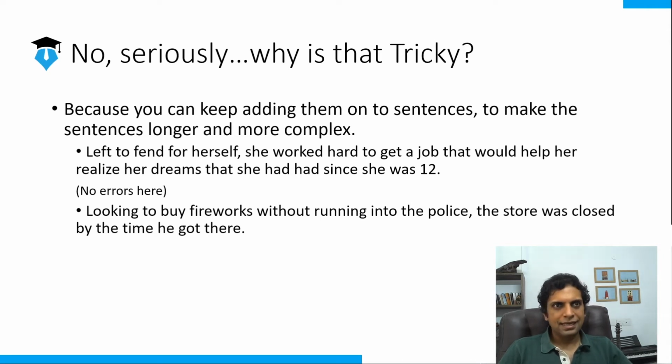So from the context of the sentence, it seems like he was looking to buy fireworks without running into the police. Yes. Having said that, where is the modifier placed in the sentence? Next to the store. Was the store looking to buy fireworks without running into the police? Obviously not. We know that from context. Stores don't walk. Hopefully not. It's 2020, you never know. But you need to put the modifier right next to what it is modifying. Otherwise, sentences get complicated. Here, it's obvious. You can say, dude, it's so obvious that a store cannot be looking to buy fireworks.